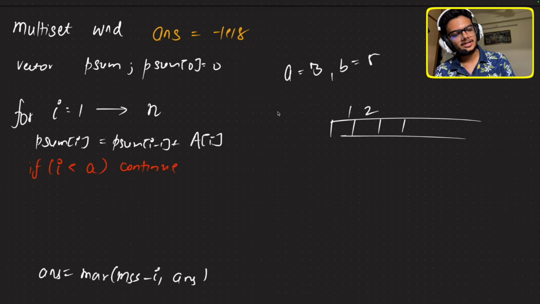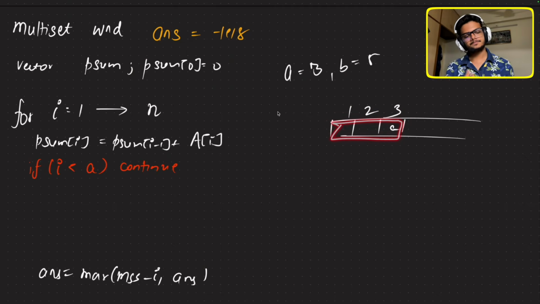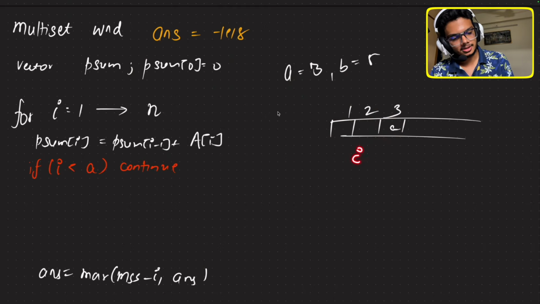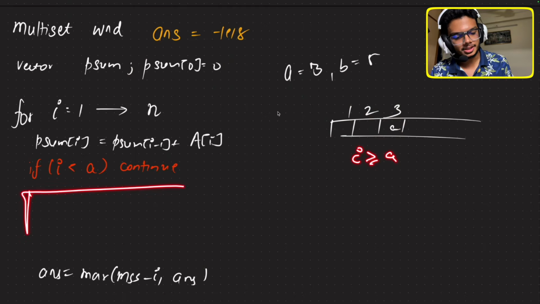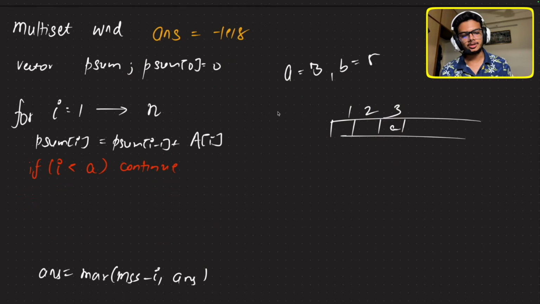But yeah, there will definitely be a subarray which ends at index 3, right? And the size will be what? 3. So there is one subarray here which ends at index 3 and is valid. That is, the size is greater than equal to 3 and less than equal to 5. Okay. So in this case we continue. But what if I is greater than equal to a? So that means you'll be here, when I is greater than equal to a.